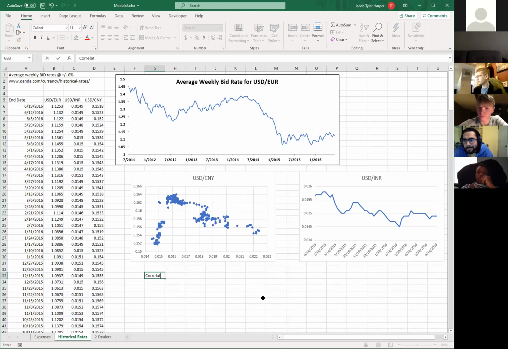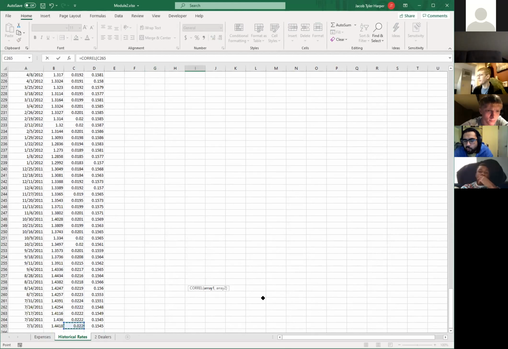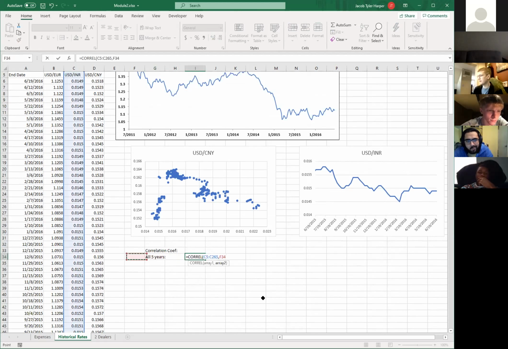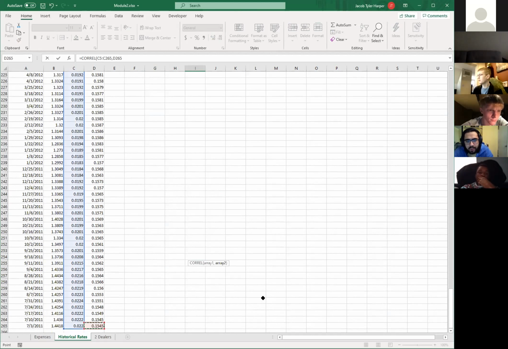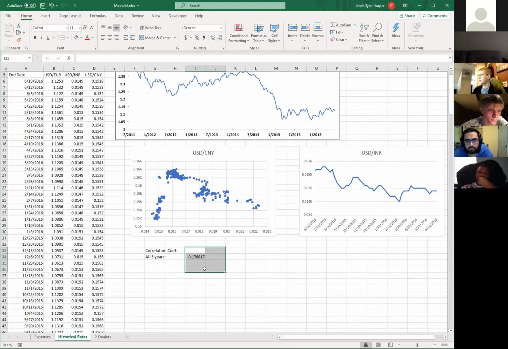Let's compute that really quick. So if we want to do it for all 5 years, we use the Correl function. We highlight this entire column. We highlight that entire column, and look what we get. It is a number closer to 0 than it is to -1 or 1. It's not a very good correlation for that data.